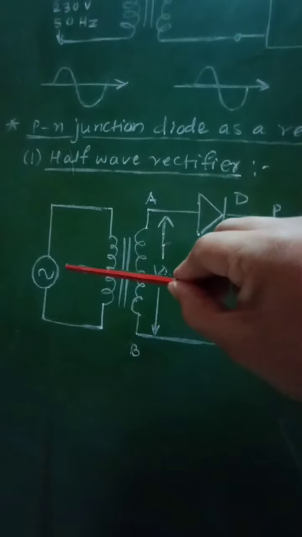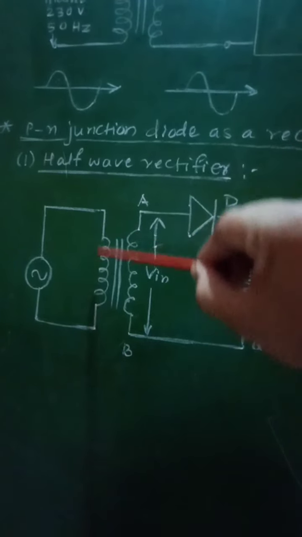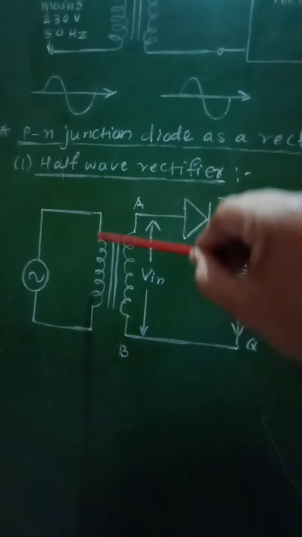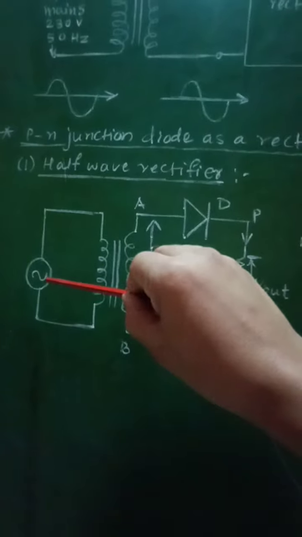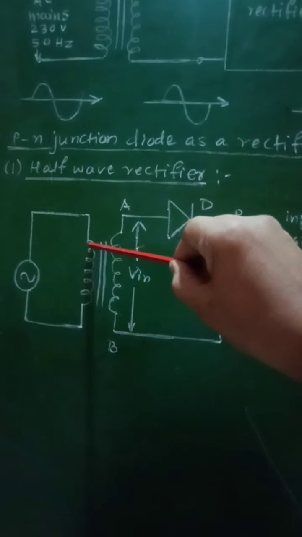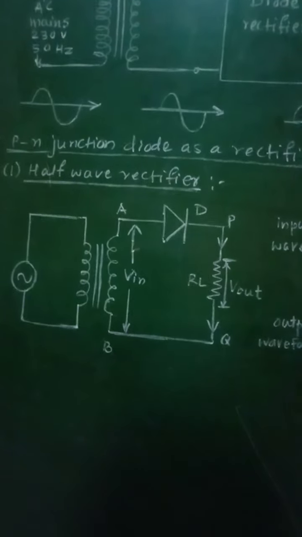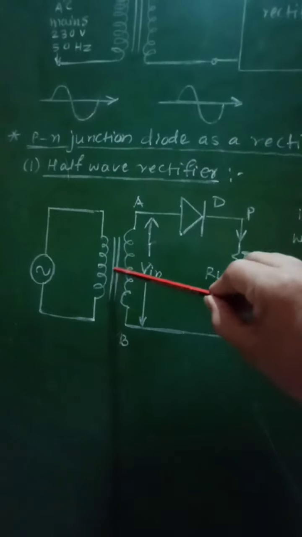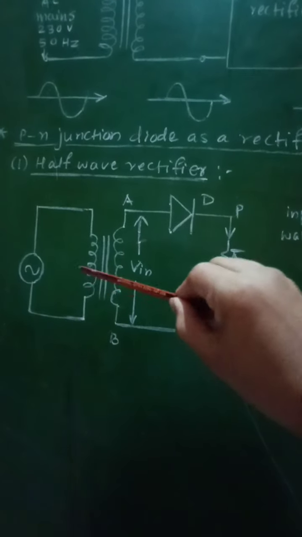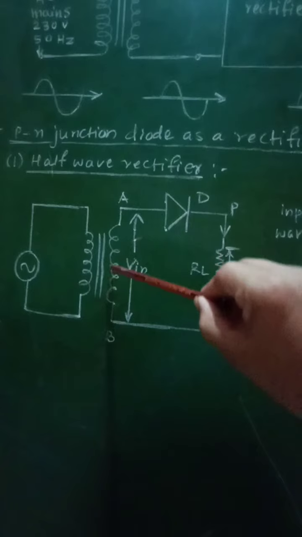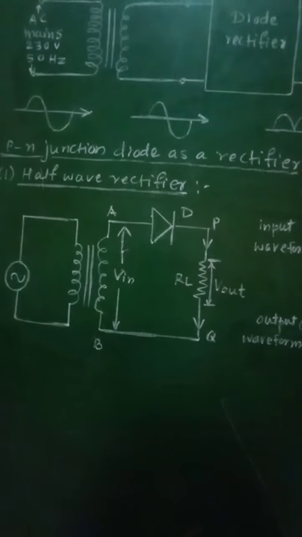The AC supply which we have to rectify is connected between the two terminals of the primary of this transformer. Now this transformer will increase or decrease this input voltage, and then it will be supplied to the secondary of the transformer between the two terminals A and B.